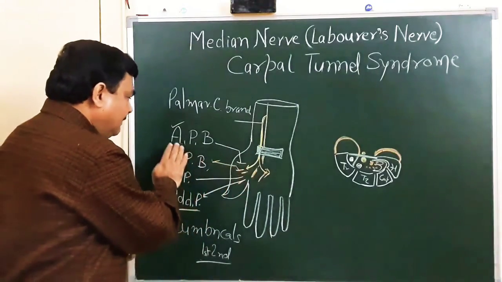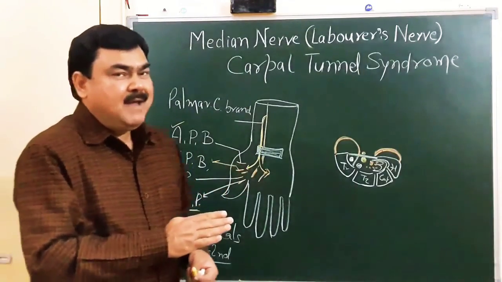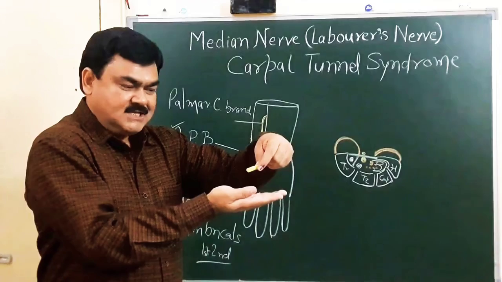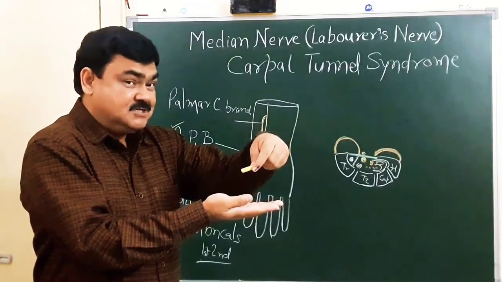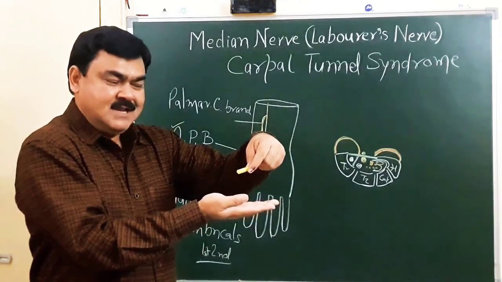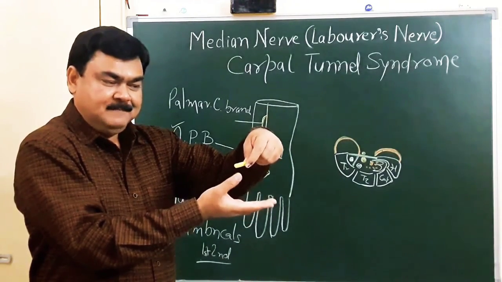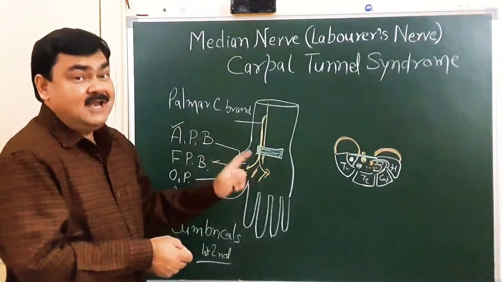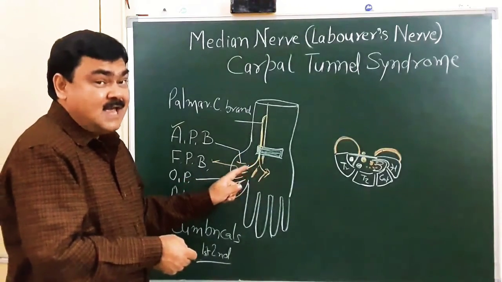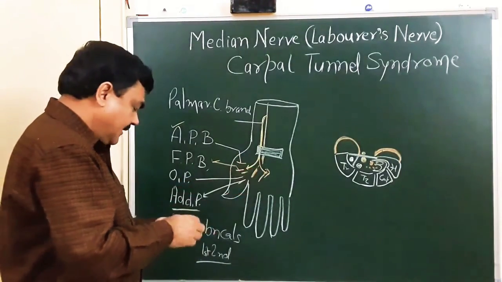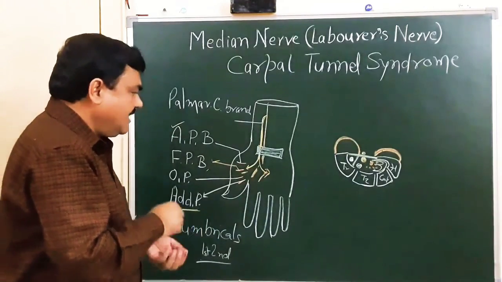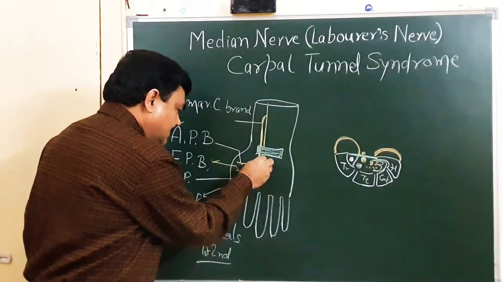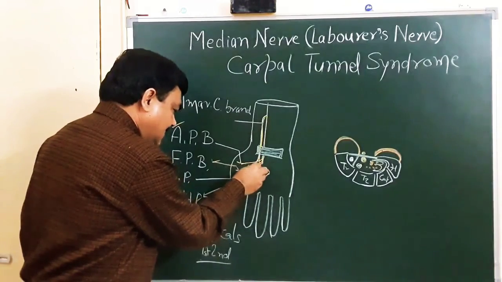For testing abductor pollicis brevis, you can use the pen test. Hold the pen here and ask the patient to touch the pen. If abductor pollicis brevis is paralyzed or the median nerve is damaged, the patient cannot touch the pen. So this is the pen test. Here is the median nerve, which supplies these muscles, the superficial head of this muscle, and this opponens pollicis.